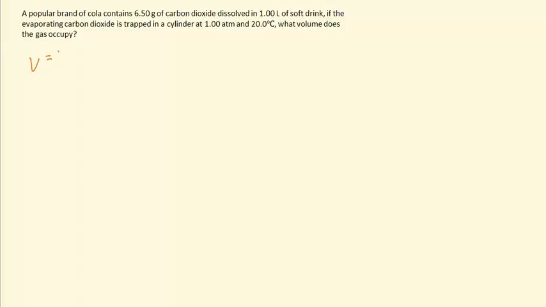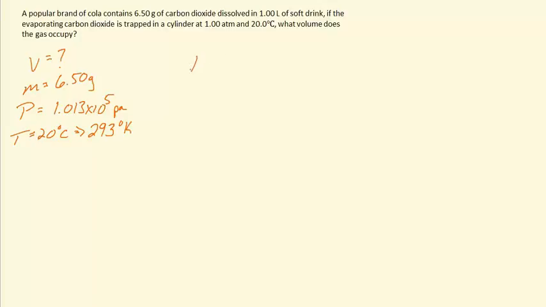solve for our volume. We're given that the mass of the carbon dioxide is 6.5 grams, and our pressure is at 1 atm, which is equivalent to 1.013 times 10 to the 5th pascals, at a temperature of 20 degrees Celsius, or if we convert that to Kelvin by adding 273, we see our temperature would be 293 Kelvin.